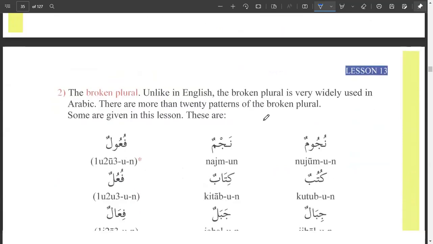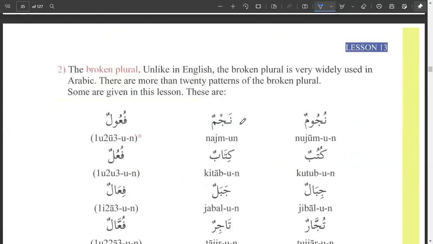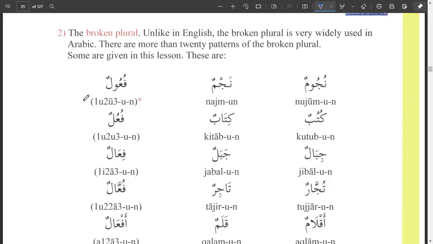And the broken plurals. Unlike in English, the broken plural is very widely used in Arabic. There are more than 20 patterns of the broken plurals, and in this lesson we will learn 8 of them.